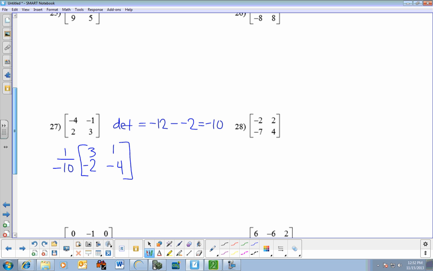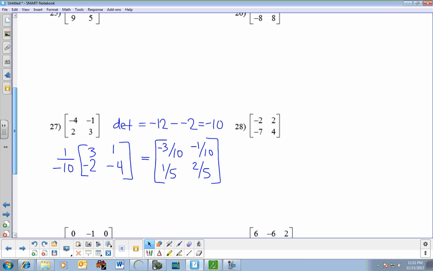See how the top left to bottom right diagonal, I switched their locations, but kept the same sign. The other two, I just changed the signs. And now I just multiply through my 1/10 and get a 2 by 2 matrix. That's the inverse. So I get negative 3/10, negative 1/10. Negative 1/10 times negative 2 is positive 1/5, and then 2/5.